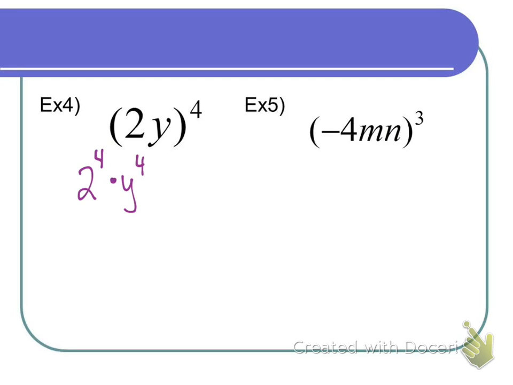Which of those pieces can we actually evaluate more? 2 to the 4th power. We could multiply that out. 2 to the 4th would be 2 times 2 times 2 times 2, which would give me 16. So 16y to the 4th. If you want, you can keep the dot in between them if that makes you feel better, but you don't have to have it there.